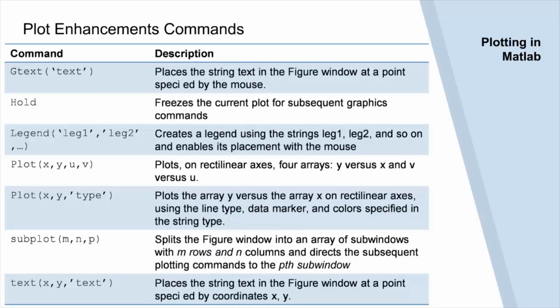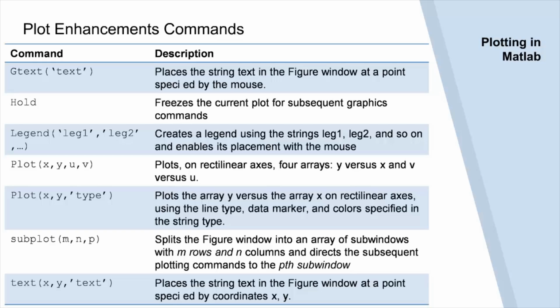Here is a summary of some of the commands that we just saw that enhance the plot. We have the gtext command. The gtext command takes the text as input and places the string in the figure window at a point that is specified by the mouse. Then we have the hold command. This hold command freezes the current plot so that the subsequent plot command can plot the graphics on it. Then we have legend, where we pass string 1, string 2.